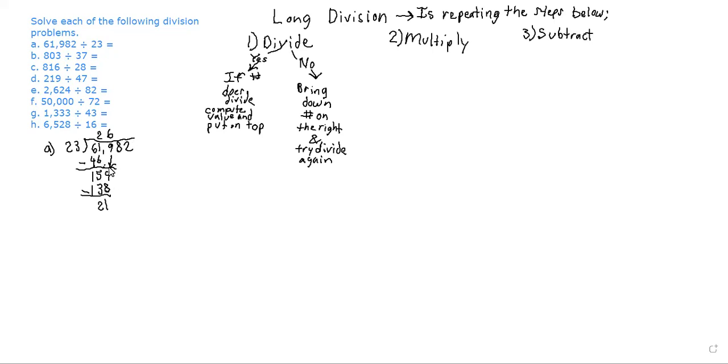We're doing the subtraction. 159 minus 138. Right? We got 21. And now we go back and we divide again. We're trying to divide 23 into 21. Does 23 go into 21? The answer is no. So what happens when it's no?